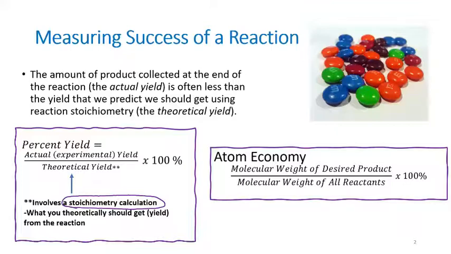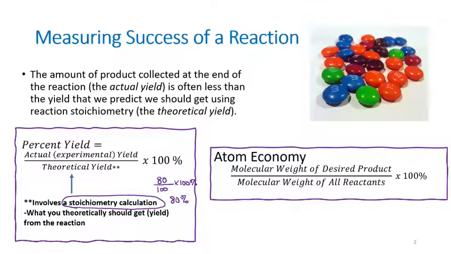So, a quick example: let's think about M&Ms. Let's say we do a reaction and we put in enough supplies to make 100 M&Ms. That means our theoretical yield would be 100. But at the end of the reaction, we count up all the M&Ms that we have, and we find that we only made 80 M&Ms. 80 divided by 100 times 100% gives me 80%.